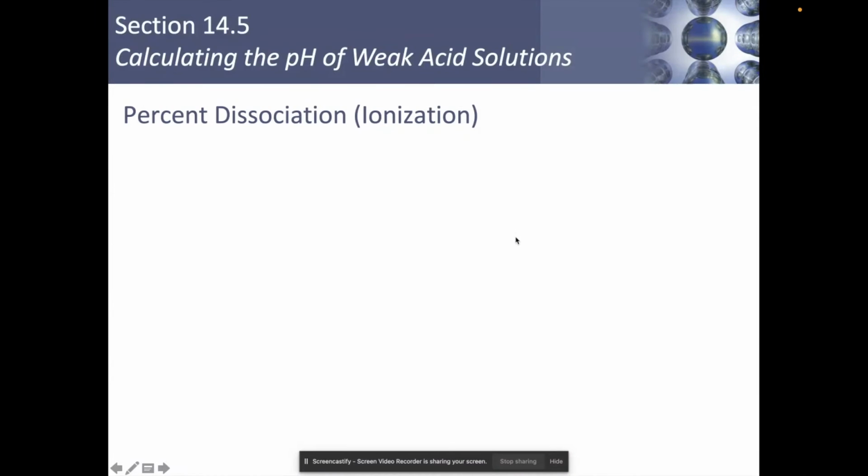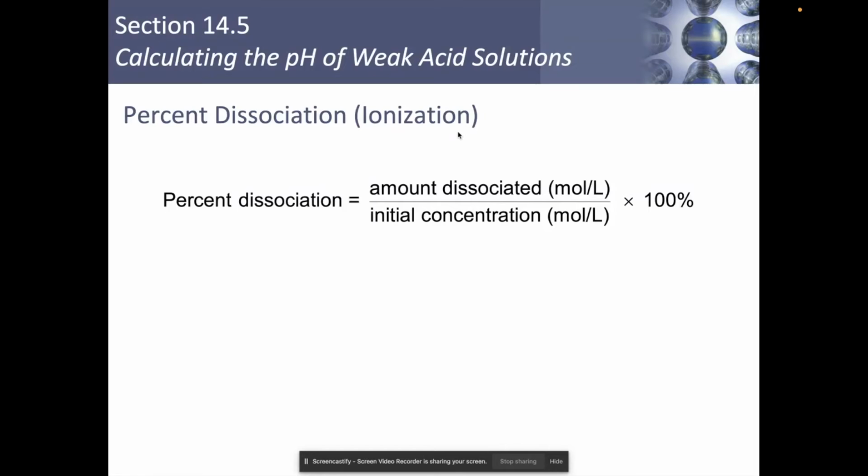All right, percent dissociation, also known as percent ionization. Now, the percent dissociation of an acid is equal to the amount of dissociation divided by your initial concentration times 100. So for strong acids, the percent dissociation is 100%. These values end up being the same. For a weak acid, they're very different amounts. The initial concentration you get is going to be very different from the amount that actually breaks apart.